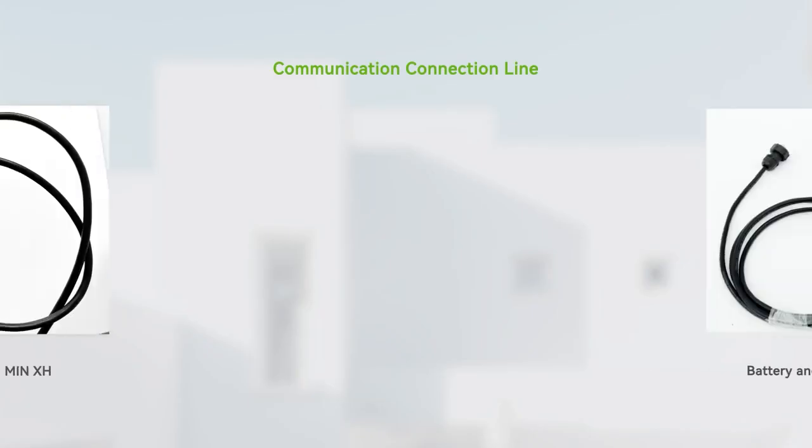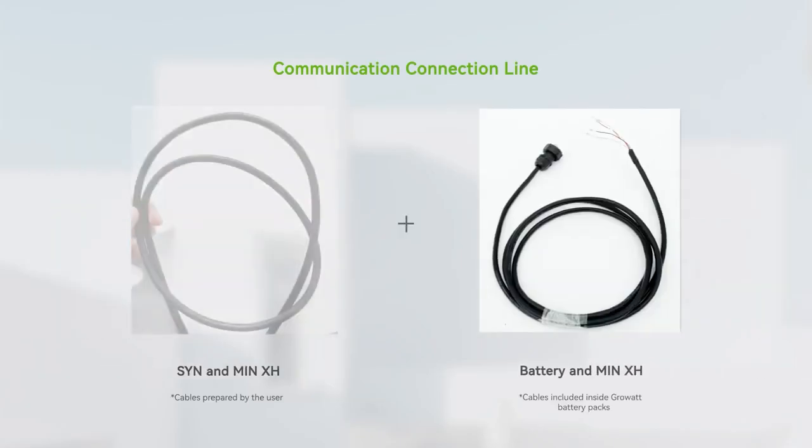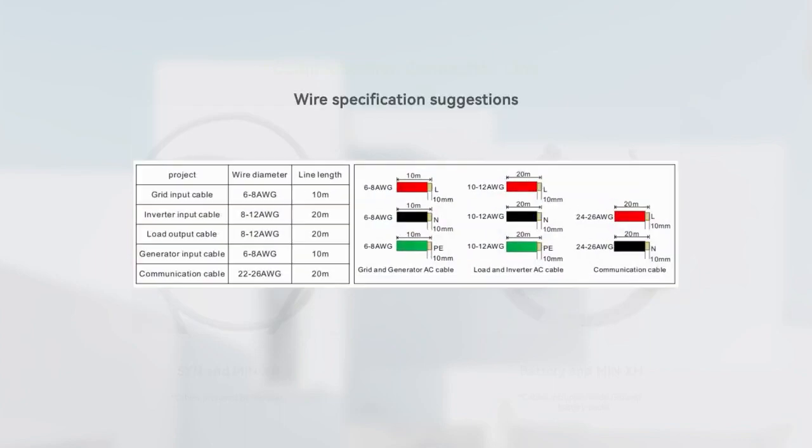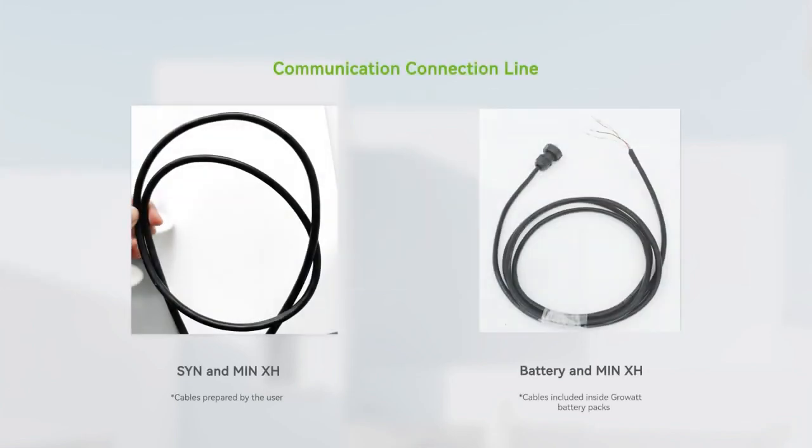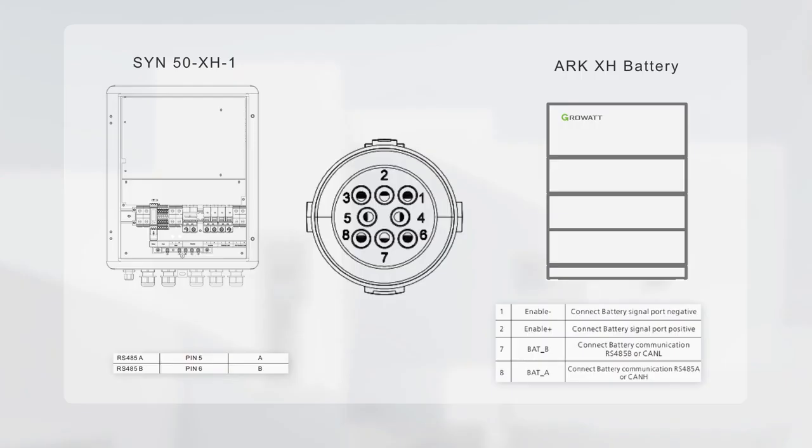Before wiring, prepare the following two types of communication cables. Please follow the cable size suggestion to prepare suitable cables for the connection of the SYN box. This cable is supplied by Growatt and included in the ARK XH battery cable accessory package. Afterward, follow the port instructions for wiring. Connect the cables as per the port descriptions provided.